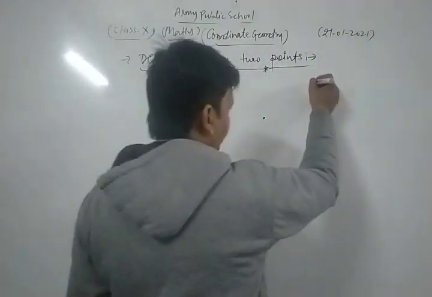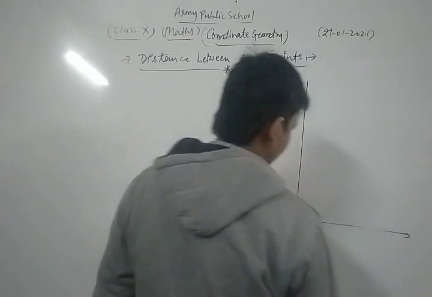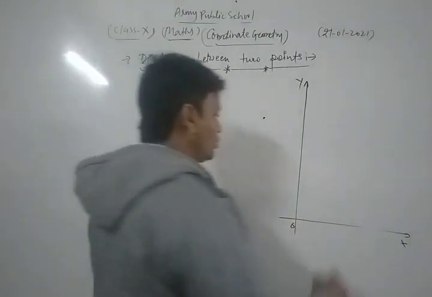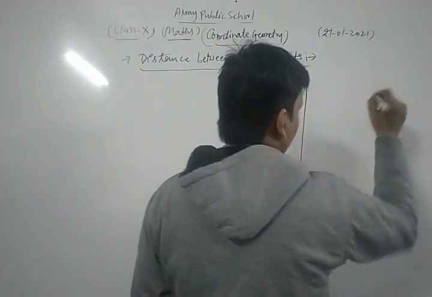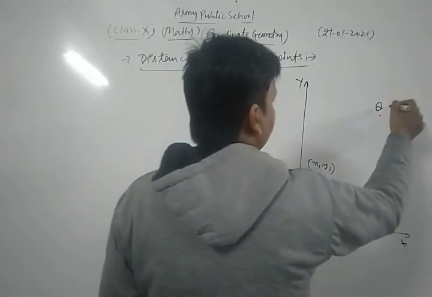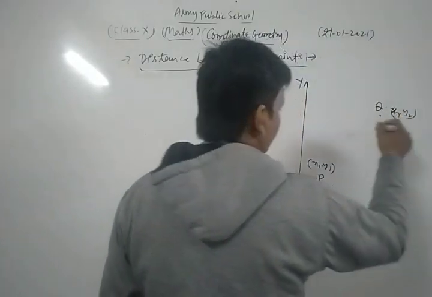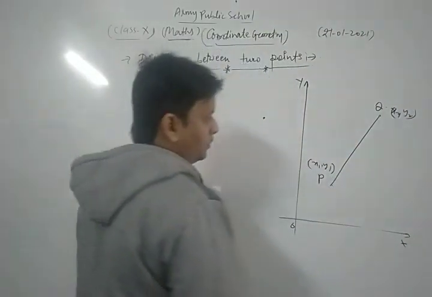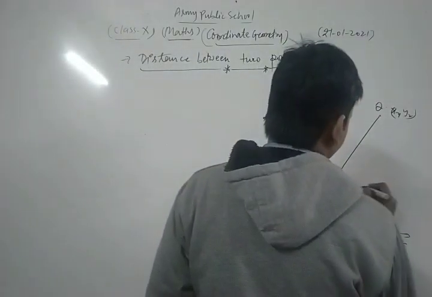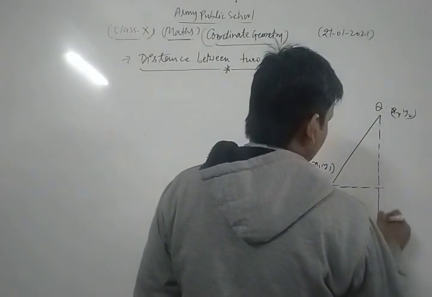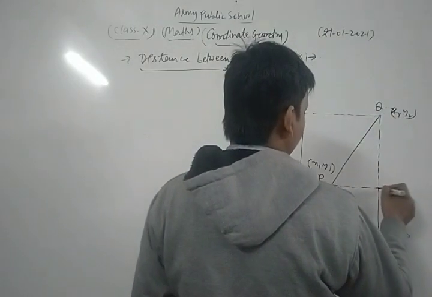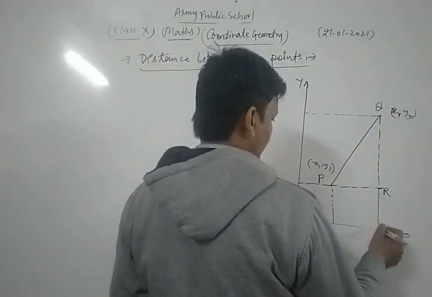Let's see, dear friends. First of all, suppose we draw two axes as OY and OX respectively, and we take 2 points P and Q. The coordinates of these points are taken as x1, y1, and x2, y2. Now we find the distance between these 2 points as PQ. Now we have to do some construction in the figure. First of all, we draw in this way. Now PQ, this point we take as R.